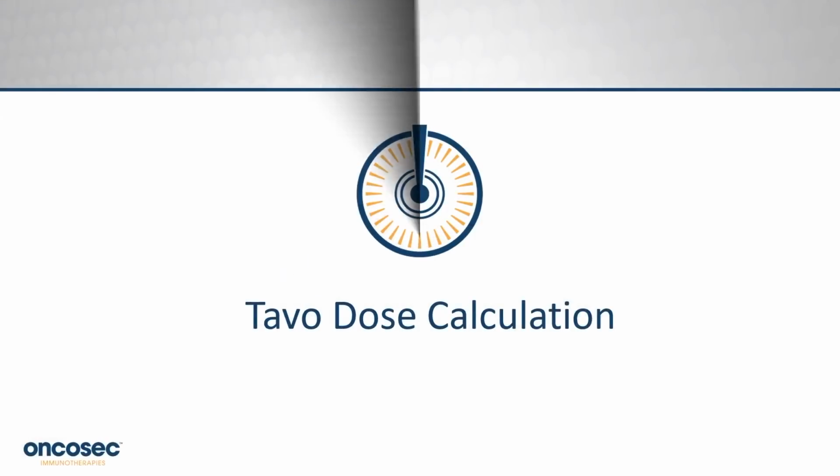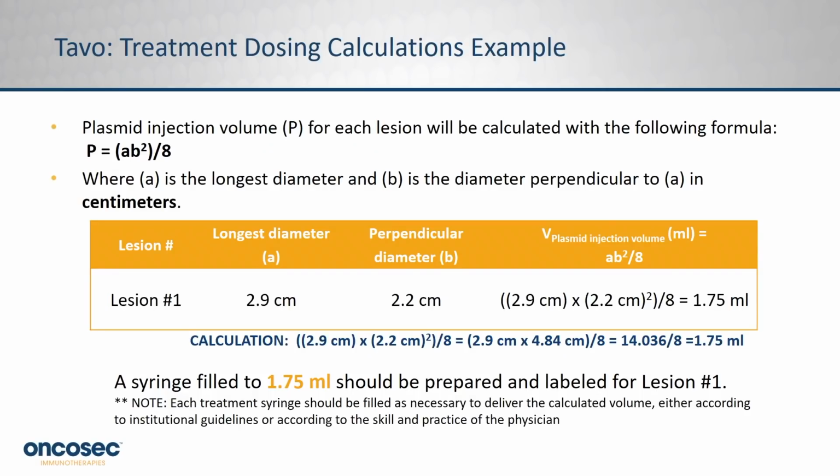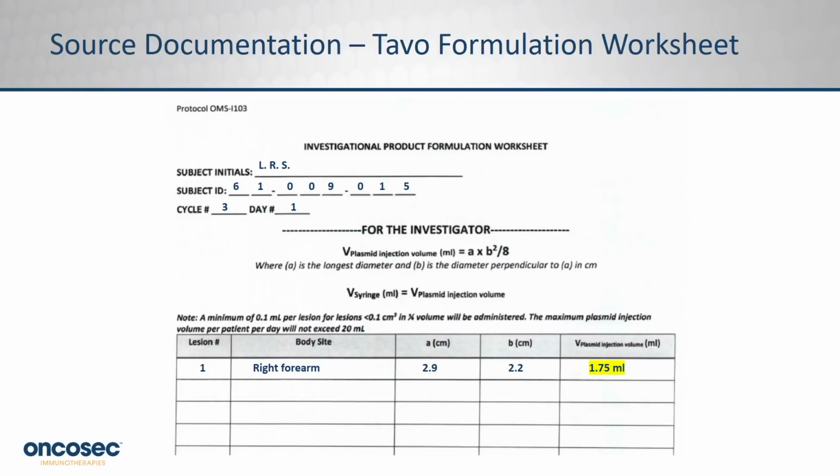Plasmid volume calculations and requests need to be completed for each lesion that is to be treated. For each lesion, include the lesion number, the body site of the lesion, and the tumor measurements. Then, calculate the plasmid volume using the formula A times B squared divided by 8, where A is equal to the longest diameter and B is equal to the longest perpendicular diameter.